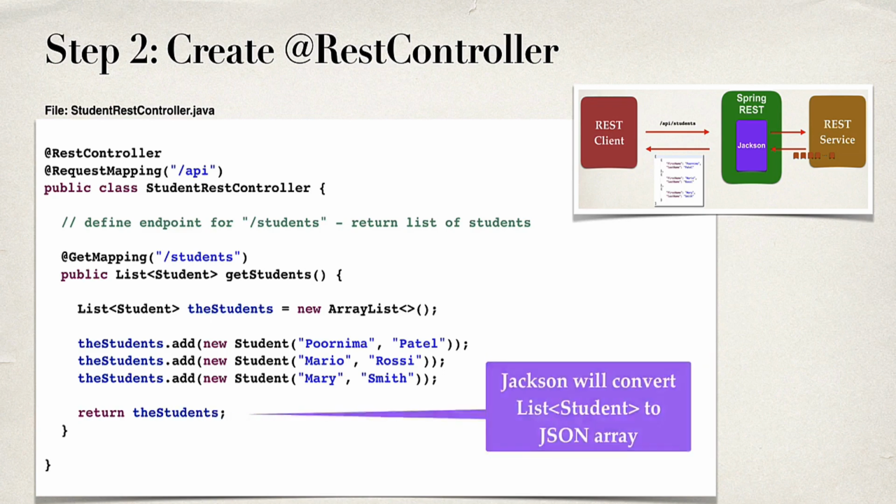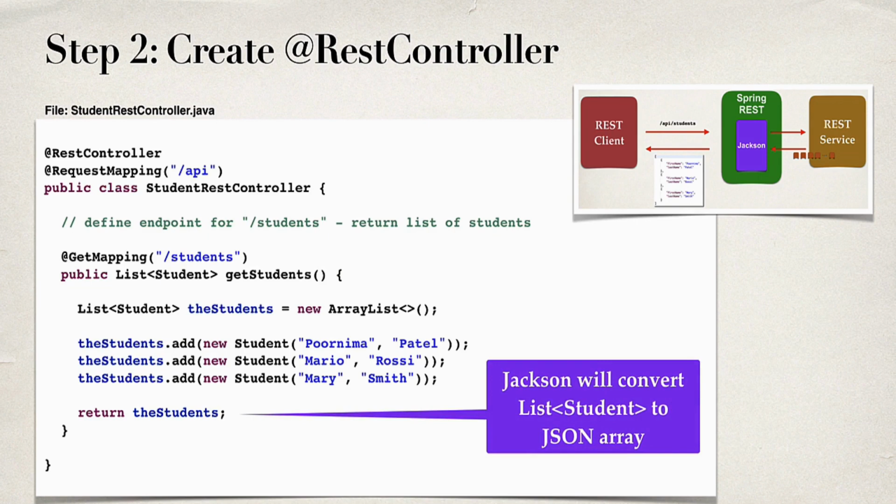And remember, Jackson will convert that list of students to the JSON array as it goes back to the REST client. Again, it all happens in the background. So for this controller, all we do is define the method, write the code, and return our POJO or our Java object, and then all of the JSON conversions and so forth will happen automatically thanks to Spring REST and Jackson. So it's really, really cool.